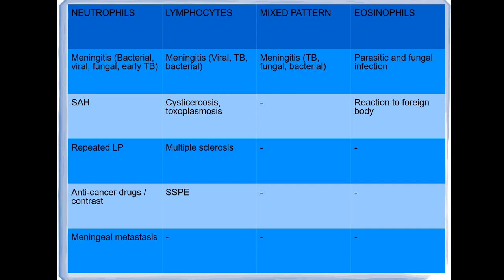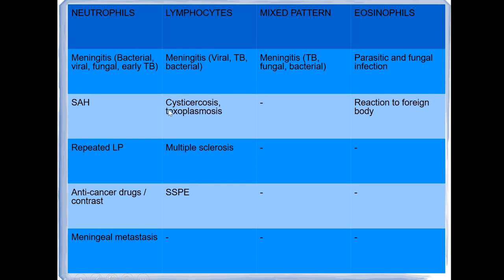So this is a tabular column showing the different cells which can be seen, and if present, what they indicate. If there are neutrophils, think of meningitis, especially bacterial meningitis, very rarely viral or fungal. Many neutrophils means bacterial meningitis. Other conditions where you can see neutrophils are subarachnoid hemorrhage, repeated lumbar punctures, anti-cancer drugs or contrast-induced meningeal irritation, and metastasis. Lymphocytes, think of meningitis, always think of viral or TB meningitis.